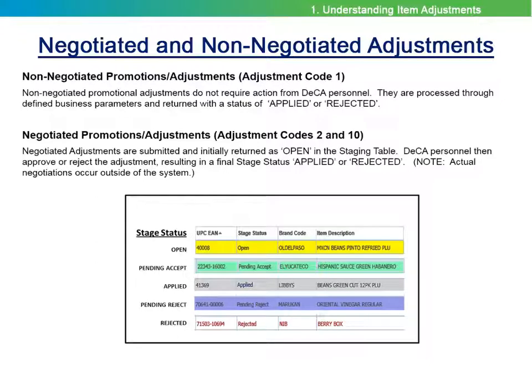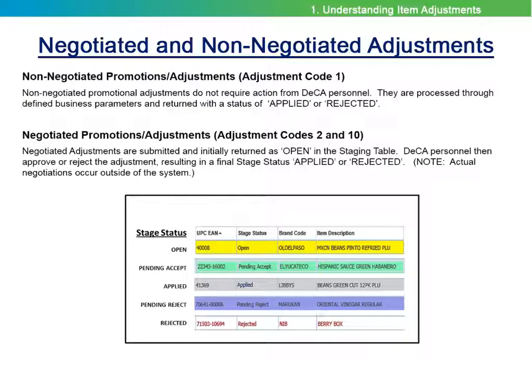Non-negotiated adjustments process through Vendor Portal under defined business parameters and are returned with a status of either applied or rejected. Negotiated adjustments are submitted and initially returned as open in the staging table, waiting for action from DECA. You may see negotiated adjustments in a pending accept or pending reject status. For a pending reject status, you have the opportunity to resubmit the adjustment based on the rejection code and reason. When DECA approves or rejects the adjustment, the final status will show as applied or rejected.